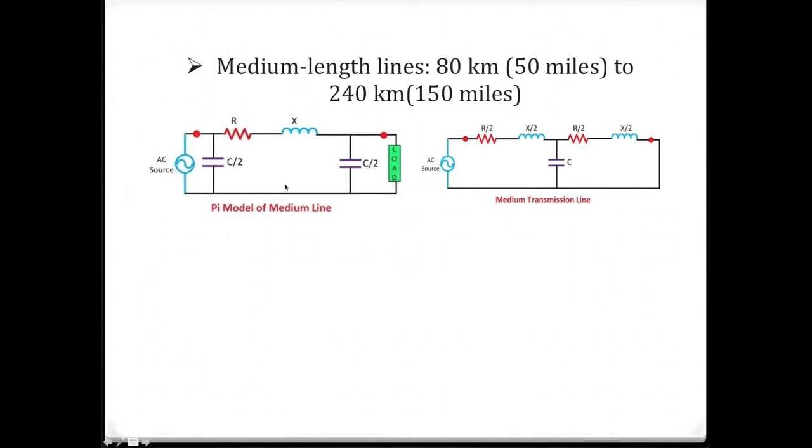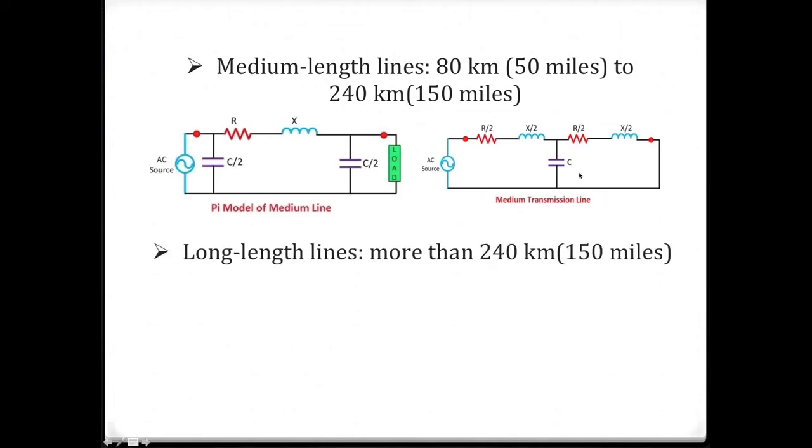In the nominal pi model, it is assumed that half of the capacitance is concentrated at each end of the line. In the T model, it is assumed that the capacitance of the line is concentrated at the center of the line.